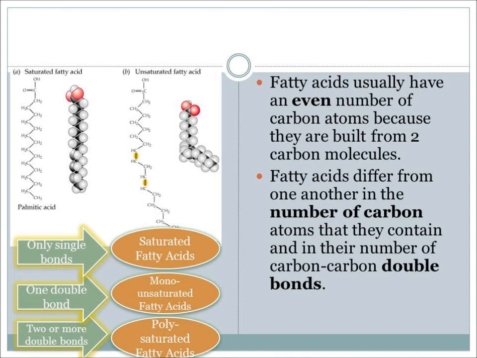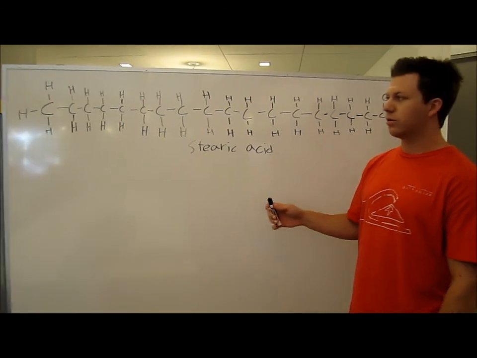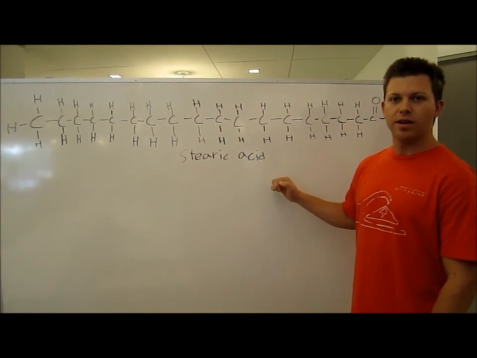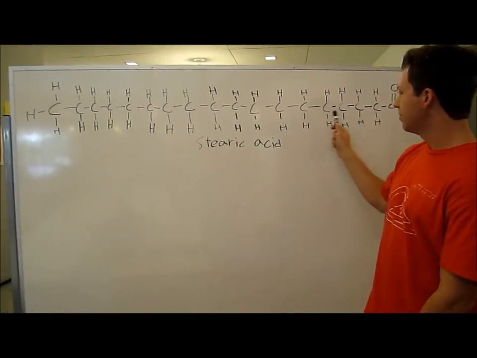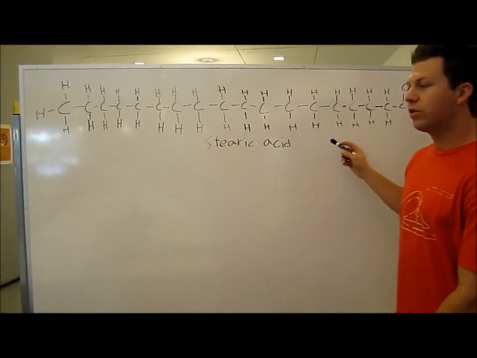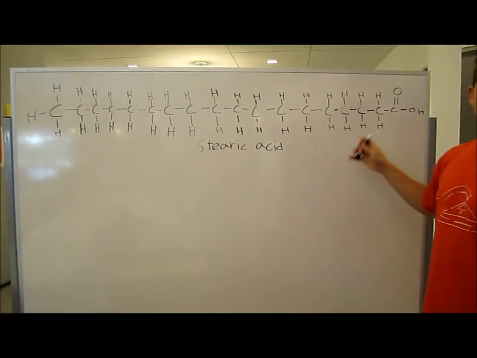Fatty acids differ from one another in the number of carbon atoms they contain and in their number of carbon-carbon double bonds. Stearic acid is a fatty acid with 12 to 20 carbons. It's actually 18. The reason why it is a saturated fat is because in the parent chain it only has single bonds. However, you do not count the double bond at the end because it is not part of the parent chain.